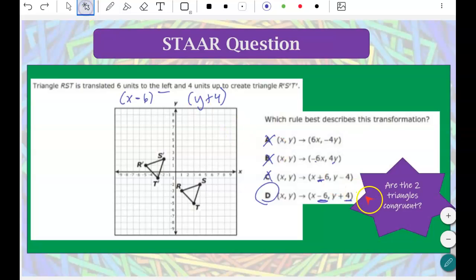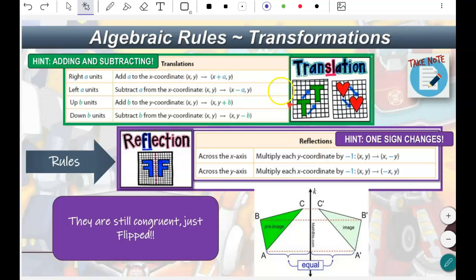And just a reminder here, are the 2 triangles congruent? They are. We didn't change the size or shape. They're the same size, same shape, so they are congruent. All right, so next part we're going to do is reflections. We're going to look at the rules here.